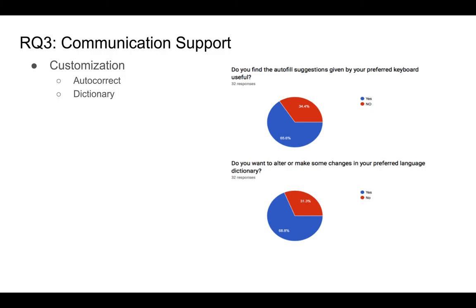The communication support in the application. Given that the application will be used for texting and voice communication, determining which communication support features our users desired most was very relevant. Users answered that they usually found the dictionary's autofill suggestions useful and that customizing the preferred language dictionary was desirable.